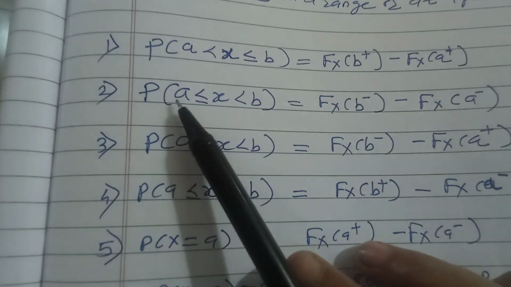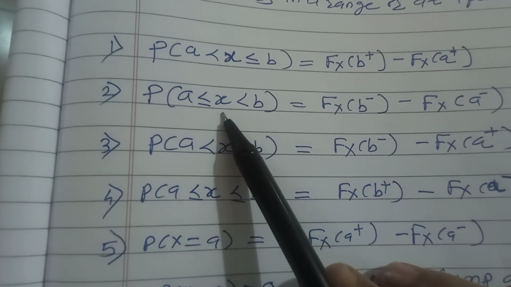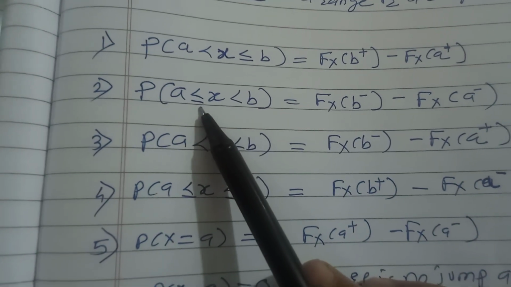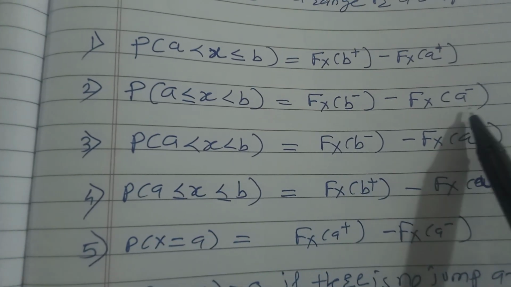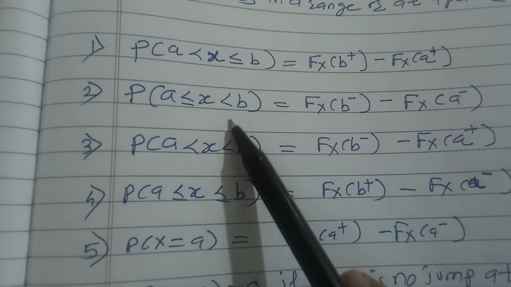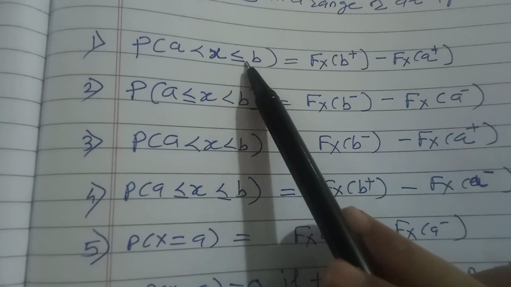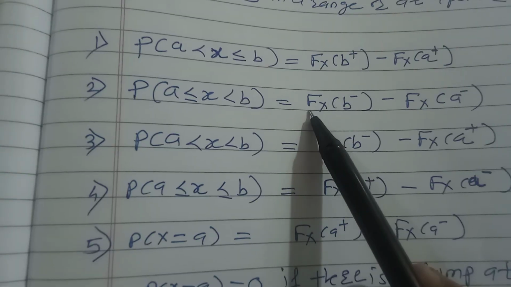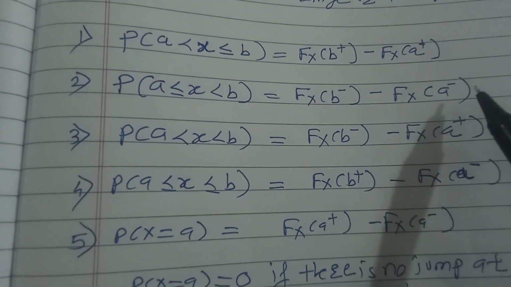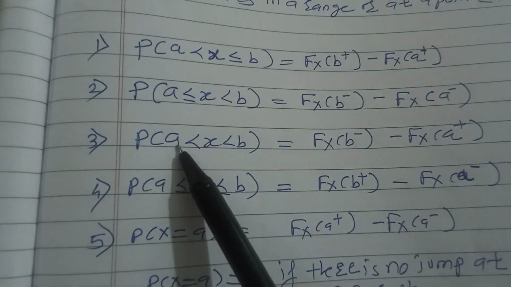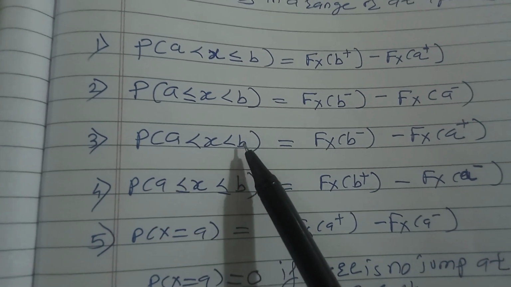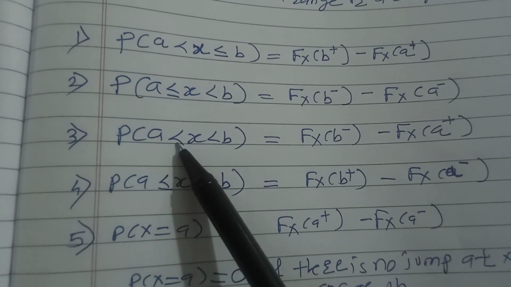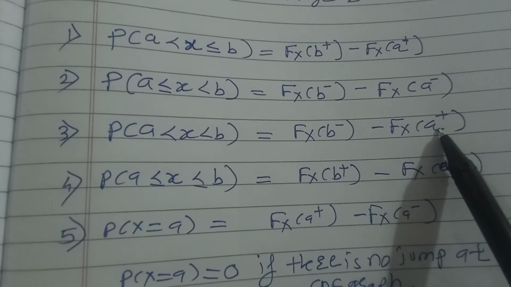So here probability A less than or equal to X less than B. So here at the lower end it is not less than, it is less than or equal to, that's why it is A minus. At the upper end we need less than or equal to for plus, but it is less than, so it is B minus. So the formula is CDF at B minus minus CDF at A minus. Next, probability A less than X less than B. So here we want less than or equal to, but it is less than, that's why B minus. Here we want less than only, so it is A plus.